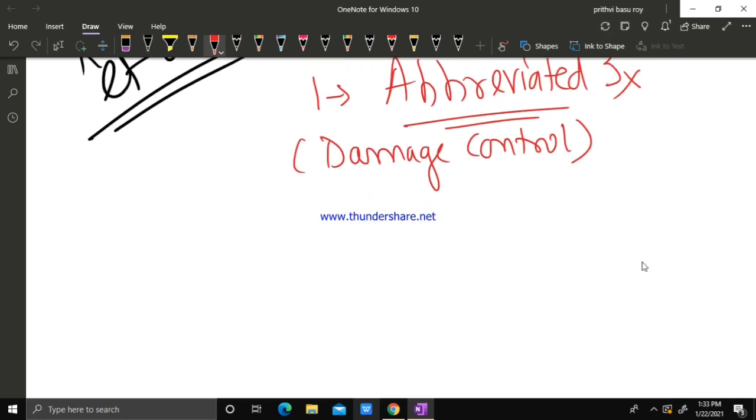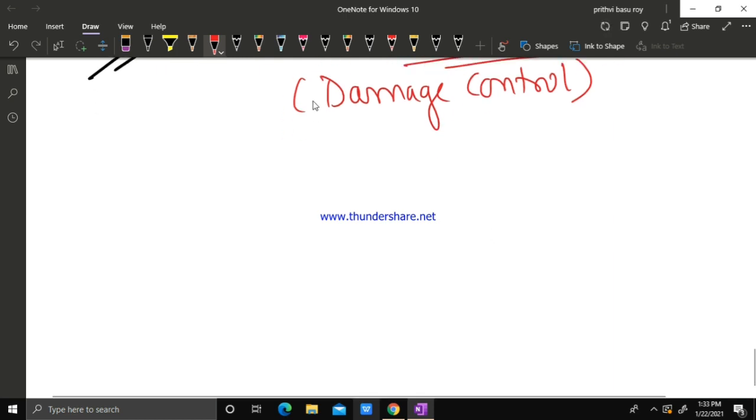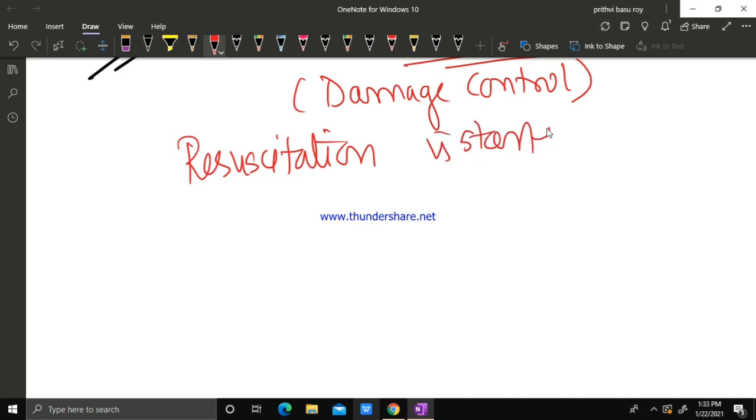How do you do this? Very simple. Resuscitation started. You do a resuscitation also. You're going to start, but the resuscitation is started right from the OT. So you take the patient who's unstable, you give him fluids, you give him blood, permissive hypotension, crystalloids, everything you give him. And then you shift him to the surgery.